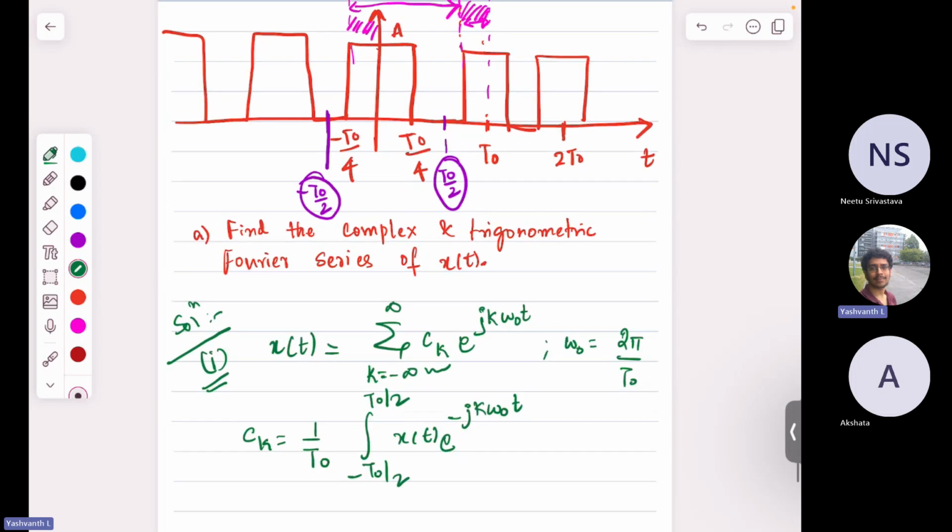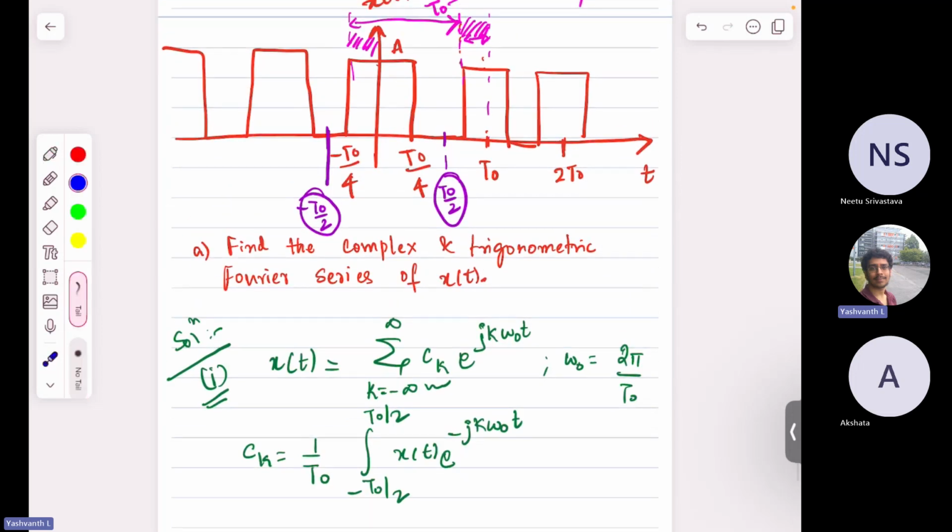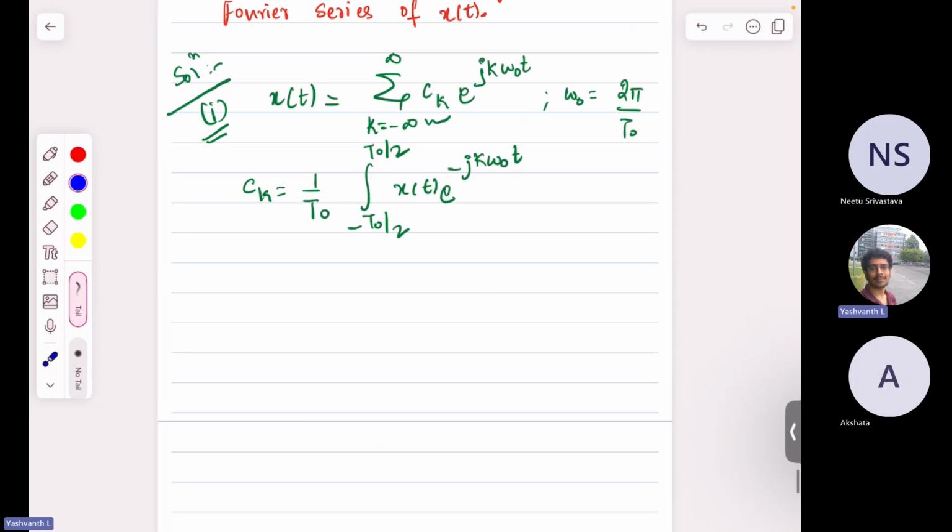Now you see, from minus t0 by 2 to minus t0 by 4, the signal is 0. Similarly, t0 by 4 to t0 by 2, the signal is also 0. Only between minus t0 by 4 to plus t0 by 4, the signal has a non-zero value equal to A. Therefore, this is same as 1 by t0.